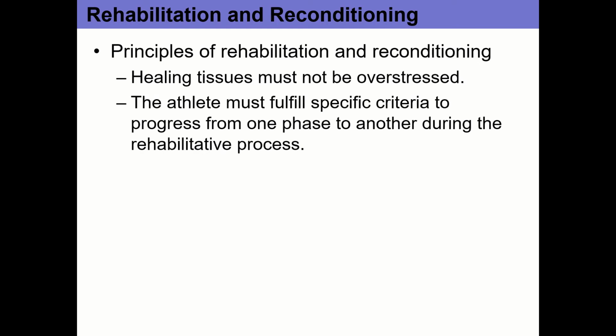So in terms of the overarching principles of rehab and reconditioning, the first thing there is that the healing tissues must not be overstressed. After an injury, we'll talk about the different phases of tissue repair, but in that second phase, right after the acute inflammatory response, you're into a fibroblastic repair phase, where the fibroblasts are the immature connective tissue cells. Remember, thinking back to 201 and 202, blasts are immature cells. So fibroblasts are immature connective tissue cells, similar to osteoblasts in bone or chondroblasts in cartilage.